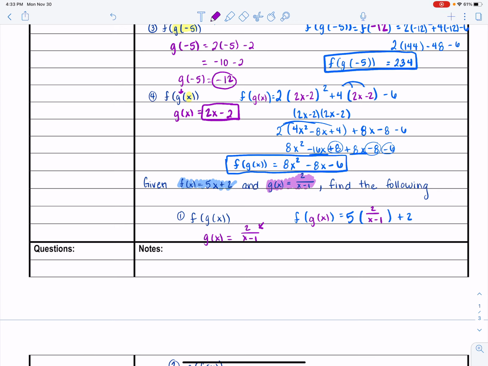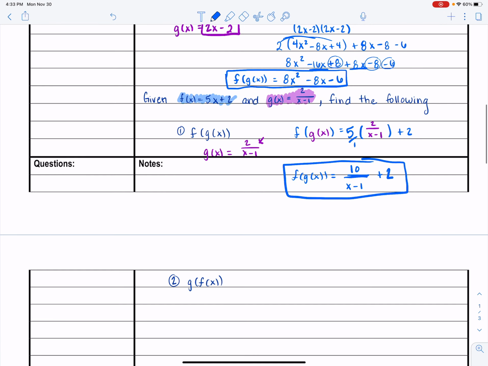Okay, now we just need to simplify however we can. Well, 5 times a fraction is really like 5 over 1. So 5 times 2 is 10. 1 times x minus 1 is just x minus 1. Carry the plus 2. Okay, now we could do some pretty crazy math to combine this whole number 2 with a 10 over x minus 1. But that's not really the point of what we're doing today, so we're going to leave our answer like that. So we know that f of g of x equals 10 over x minus 1 plus 2.